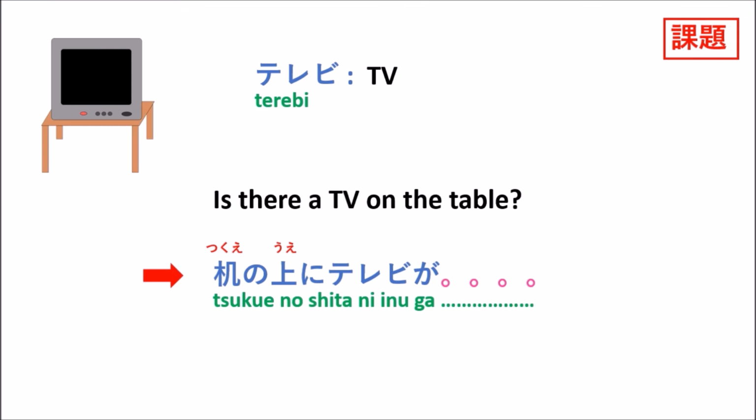And the second question. If you want to make a question like, is there a TV on the table? How do you create a sentence like this in Japanese? Here they say tsukue no ue ni terebi ga something. So please answer the question by commenting your answer below.